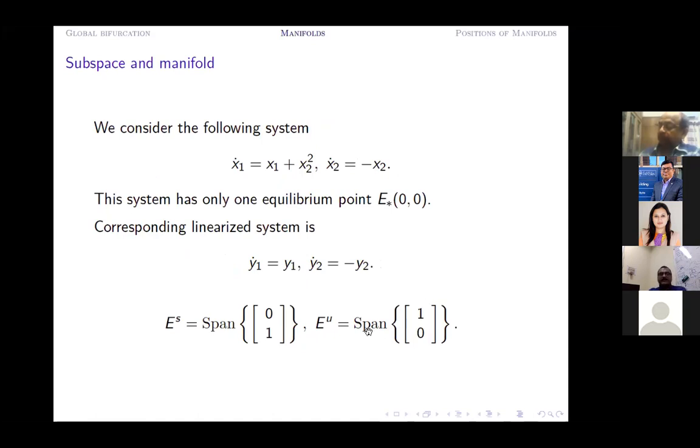If I ask anyone to find a straight line solution along which the solution trajectory will converge to the equilibrium point for the linear system, probably you can easily write down the solution in the form e to the power minus t multiplied by (0, 1). In particular, the straight line solution for this given problem along which the solution trajectory can approach the equilibrium point is simply y1 equal to 0. So that is the stable subspace, a straight line solution along which the solution trajectory will converge to 0, 0.